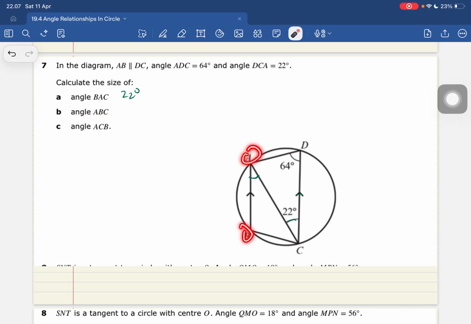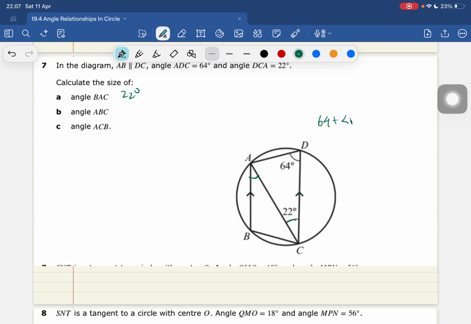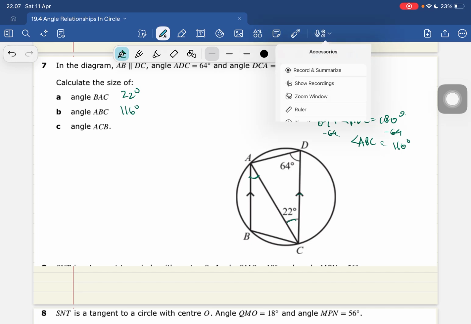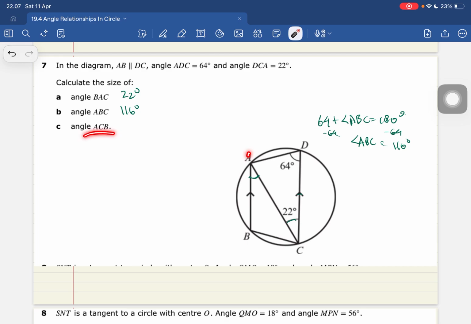Next, angle ABC. A, B, and C, if they are all on the circumference, so opposite angles, the total is 180. So 64 plus angle ABC equals 180 degrees. So we can just minus 64 from both sides. So angle ABC equals 116 degrees. Next, ACB.